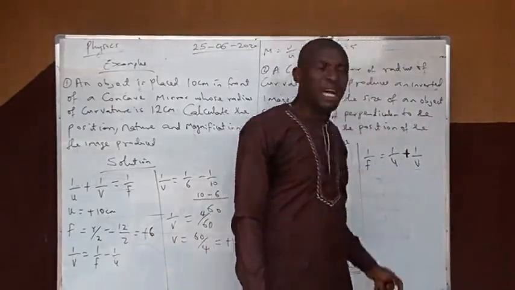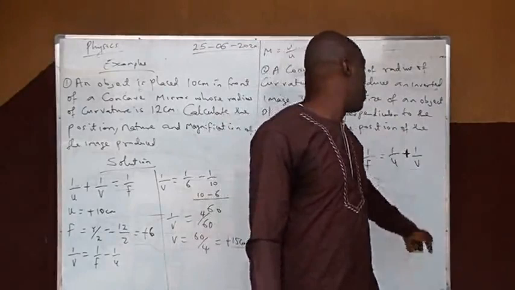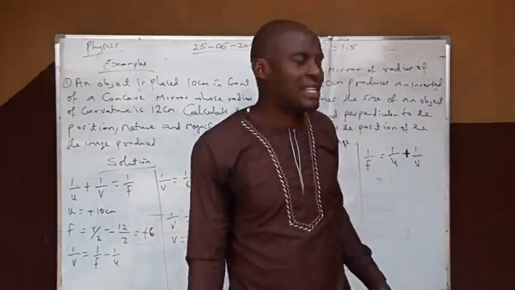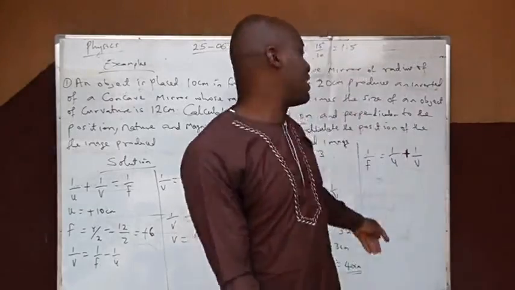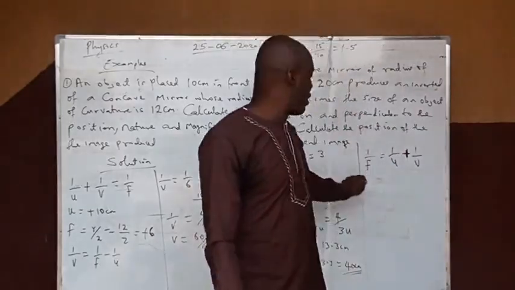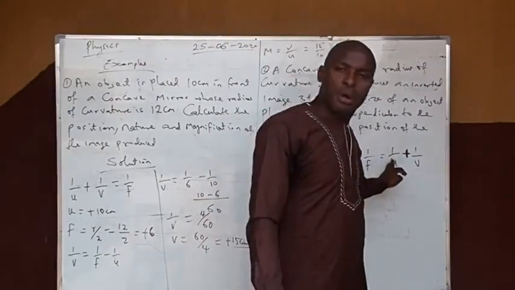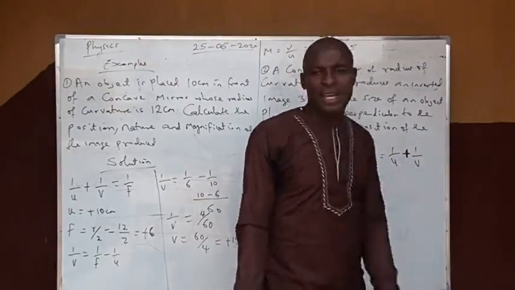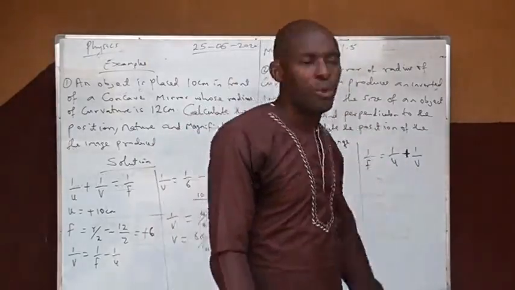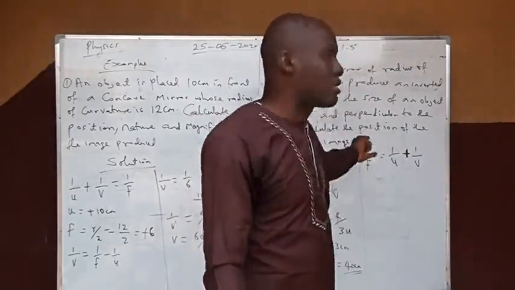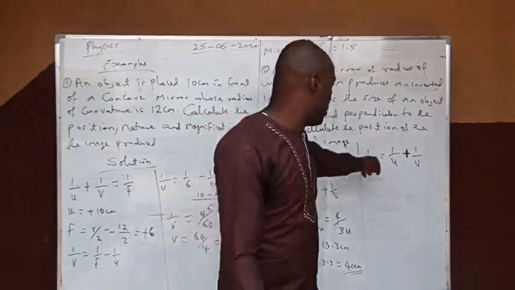So you can see that the formula is what? The reciprocal of focal length is equal to the reciprocal of object distance plus the reciprocal of image distance. Or you can say the inverse of the focal length is equal to the inverse of the object distance plus the inverse of the image distance. By the time we enter into the lab, we can now practicalize using this curved mirror for you to know the practical application of this formula.